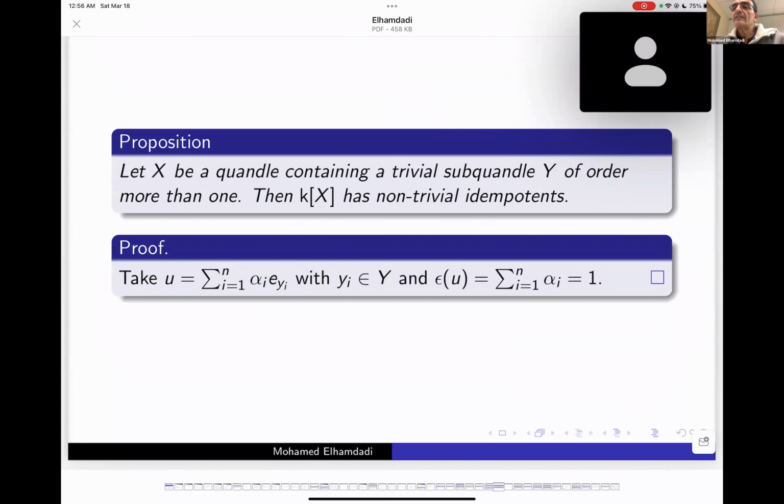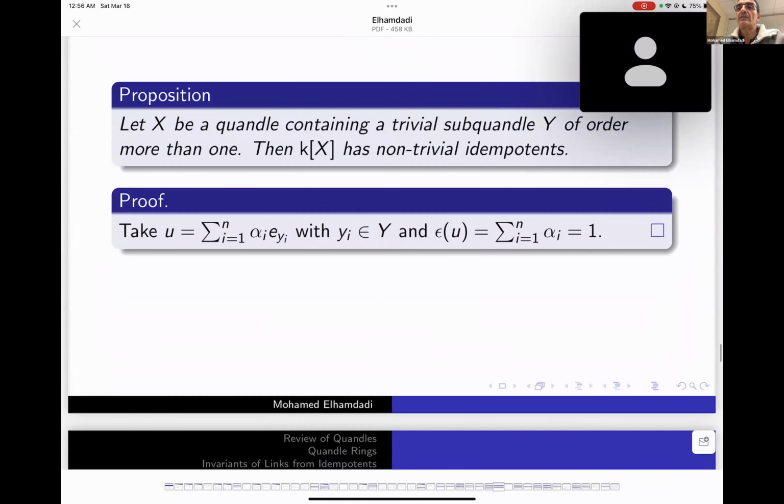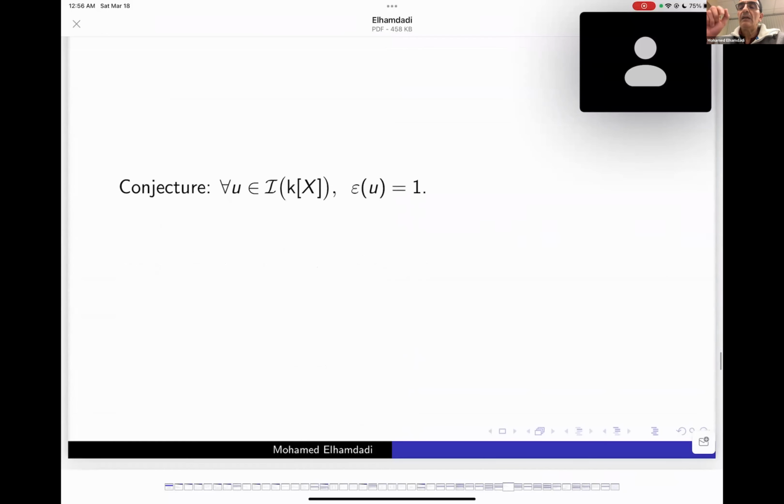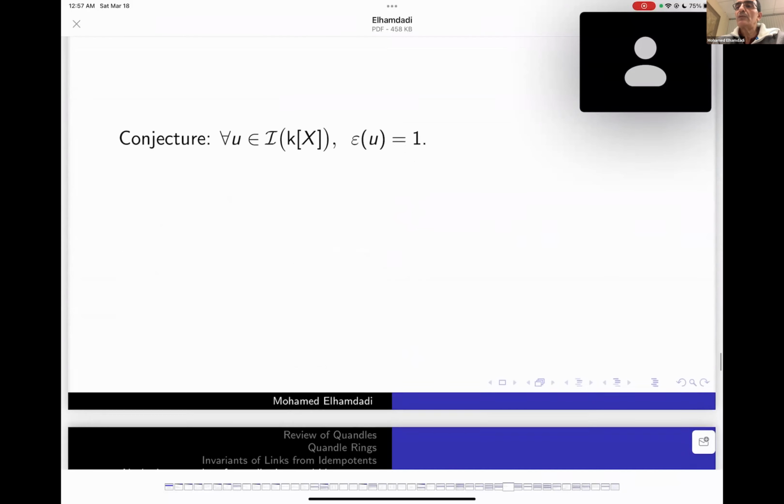If a quandle has a trivial subquandle, then the quandle ring has a non-trivial idempotent. The proof is one line. You just consider the summation, and because Y is a trivial subquandle, when you compute u squared, you get the augmentation of u, then by the property in 1, you get the result. We have the following conjecture: for all idempotents, the augmentation of the idempotent should be 1.